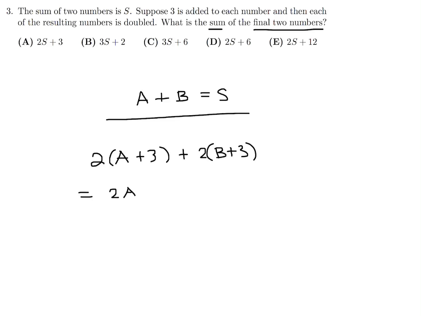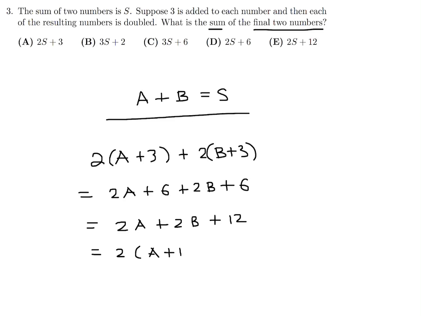So we got 2a plus 6 plus 2b plus 6, and that becomes 2a plus 2b plus 12. The 2's factor out, giving 2 times a plus b, plus 12, and then a plus b is equal to s, so that just becomes 2s plus 12. So the answer to number 3 is E.